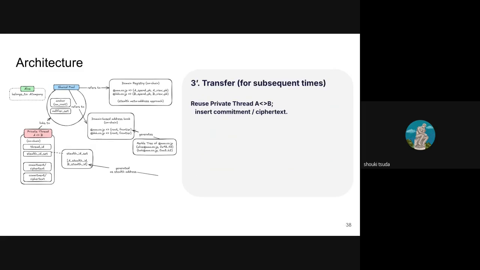For subsequent transfers, reuse private threads A and B. The process is simplified. We reuse the already established thread and insert commitment and ciphertext into it.